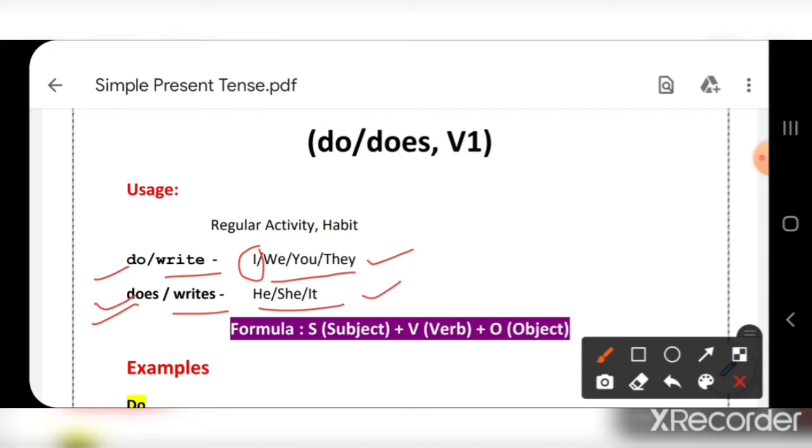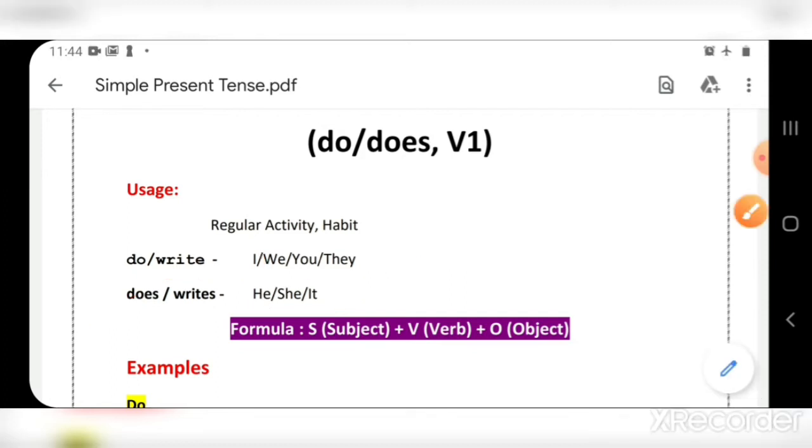To learn this in detail, I would recommend you my previous video on subject verb agreement. Okay, I have given the link in the description box. Please go and watch that video to learn it in a better way.